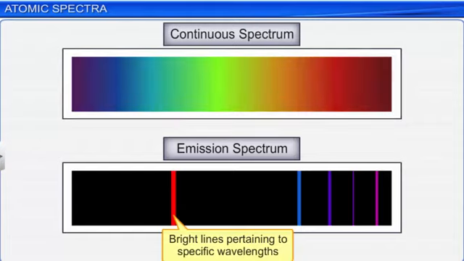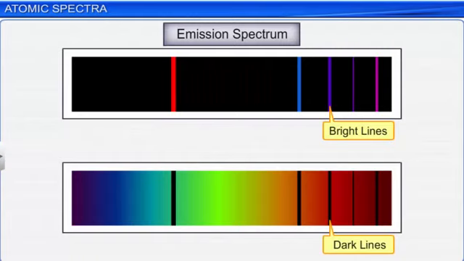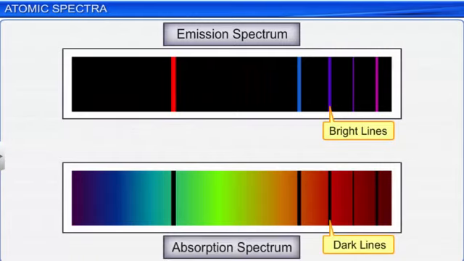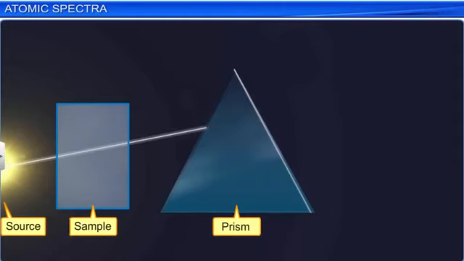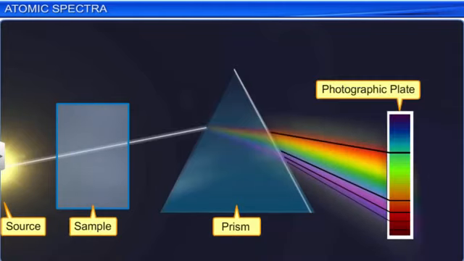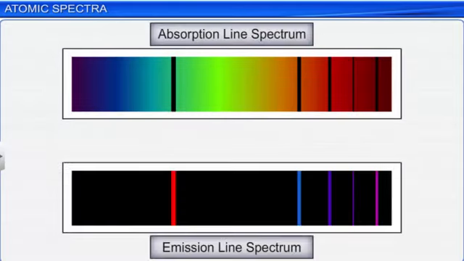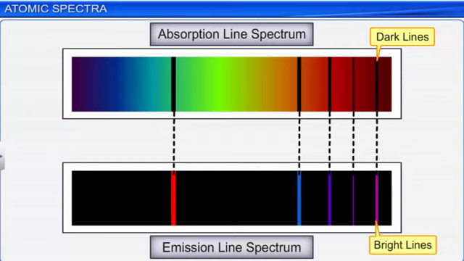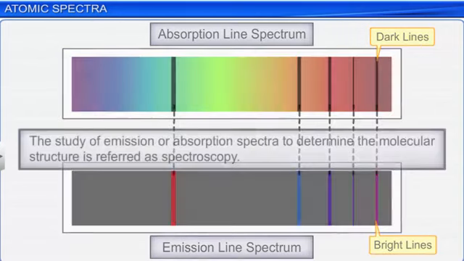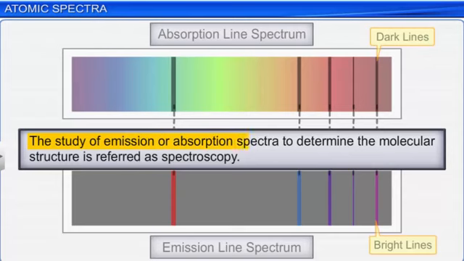A photographic negative of the emission spectrum is the absorption spectrum. An absorption spectrum is recorded by passing a continuum of radiation through a sample which absorbs radiation of certain wavelengths. The missing wavelengths that correspond to the radiation absorbed by the matter leave dark spaces in the bright continuous spectrum. Unlike emission spectrum, absorption spectrum consists of a series of dark lines in the bright continuous spectrum. The study of emission or absorption spectra to determine the molecular structure is referred to as spectroscopy.